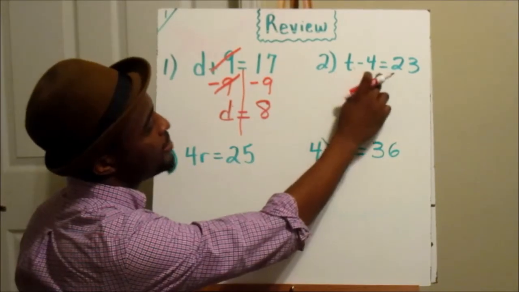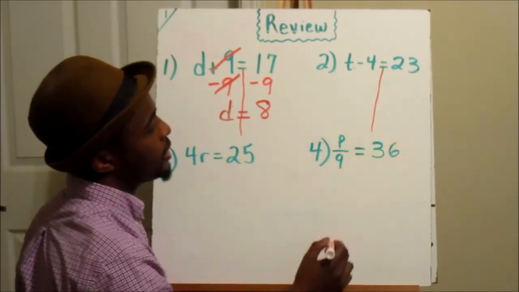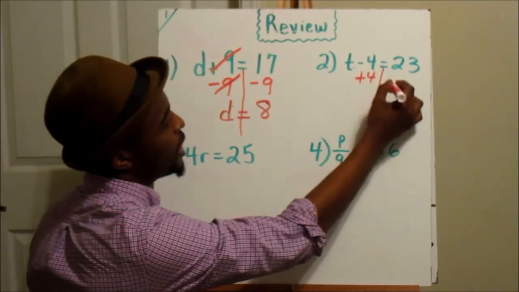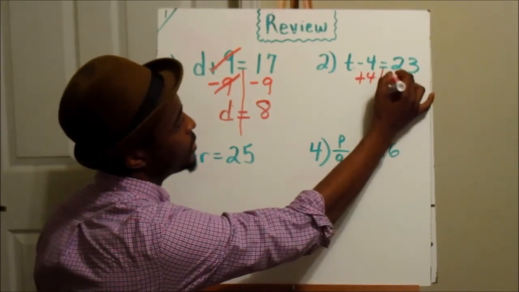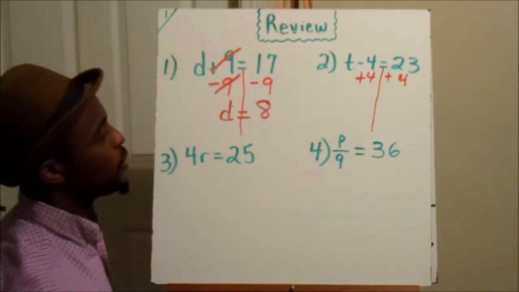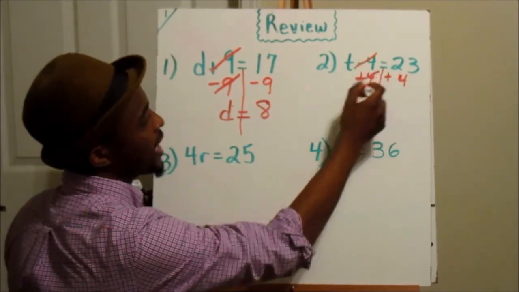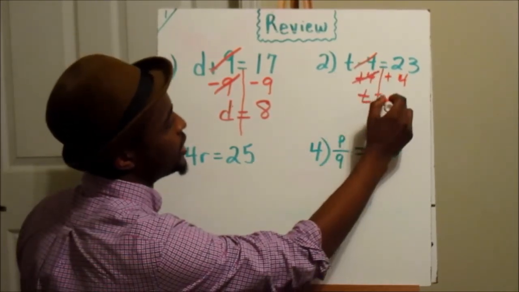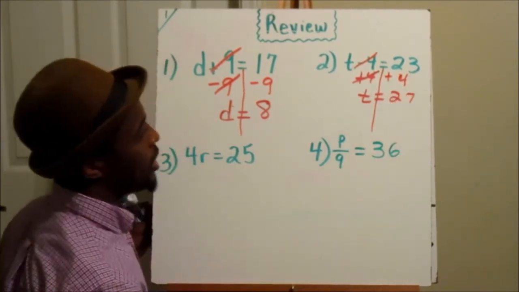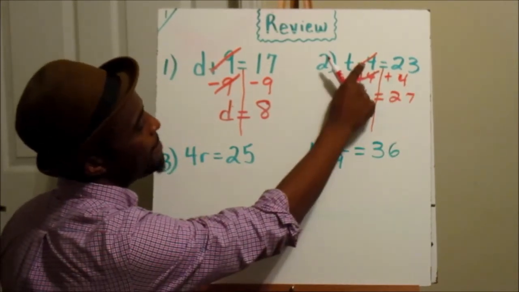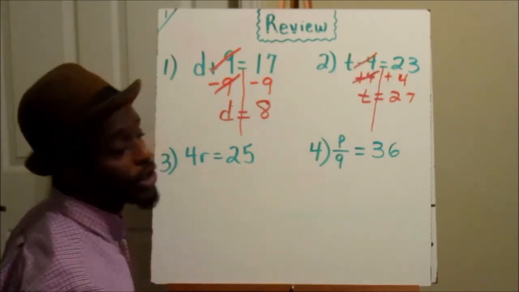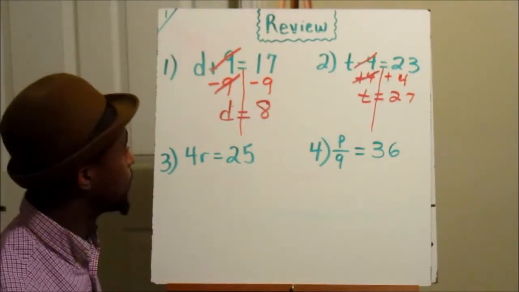Second one, t minus 4 equals 23. Again, I'll draw my line, and I will do the inverse operation to both sides of the equation. So I'll add 4. That cancels out my 4's, and I'll get t equals 27. If I plug this in, I'll have 27 minus 4, and that does equal 23, so it checks out. Always remember to check your work.